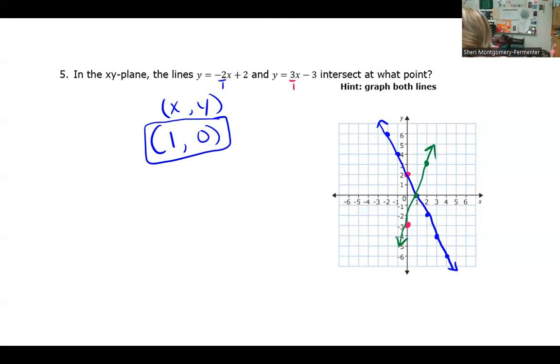Are we good with the front page? Yeah. Okie dokie.